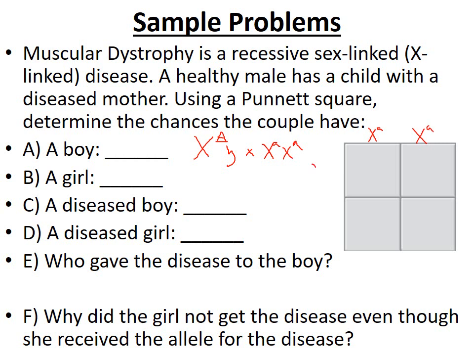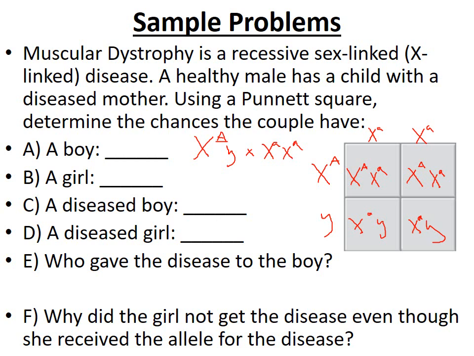Put the father on the side here, X big A, Y. And then carry out your Punnett square, so we have X big A, X little a, X big A, X little a, X little a, Y, and X little a, Y.